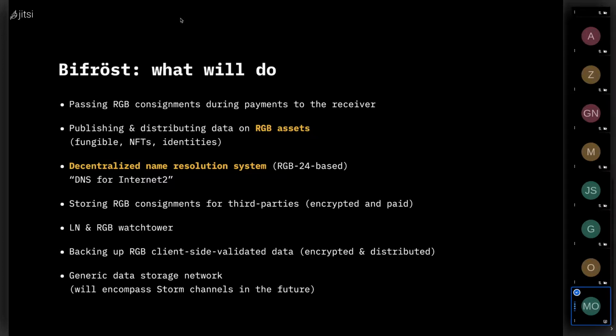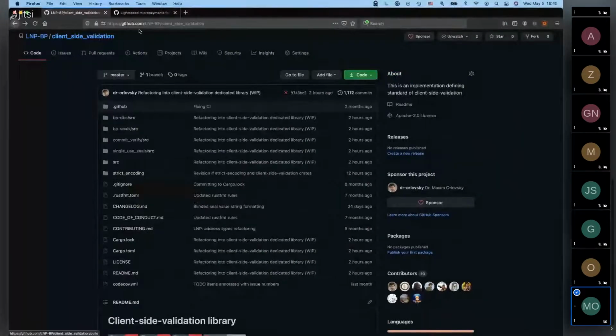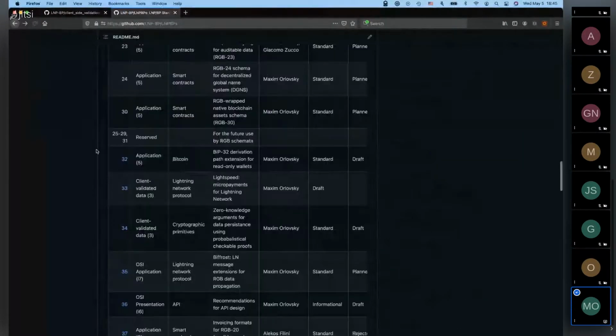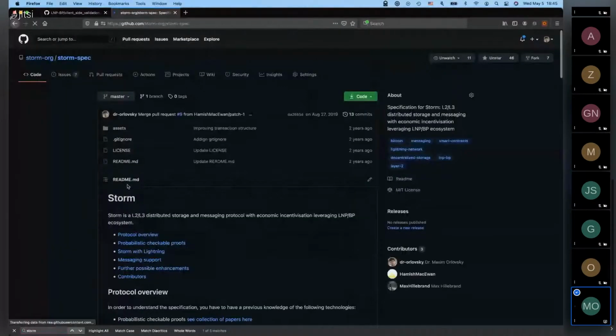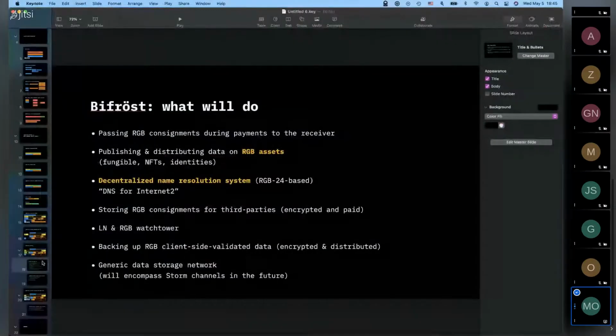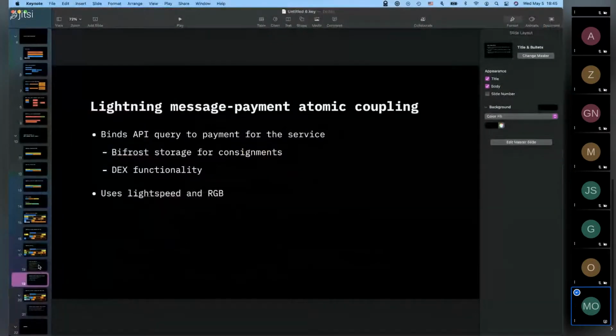You have the stake of both parties protecting you from different non-cooperative closings of that channel. And Bifrost will be just a networking layer that enables you to communicate and open those kinds of Storm channels. Again, there is a Storm proposal. Those who are interested in Storm can go to the LNPBP standard site, look for Storm, and read how it works. Okay, so that's what Bifrost can do.